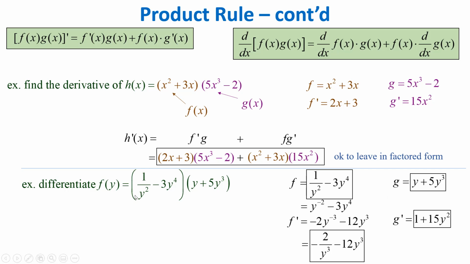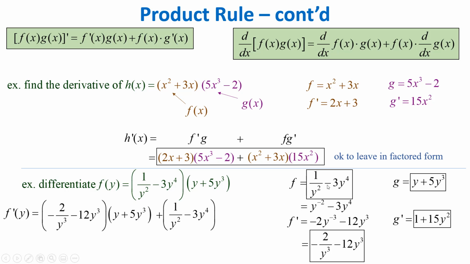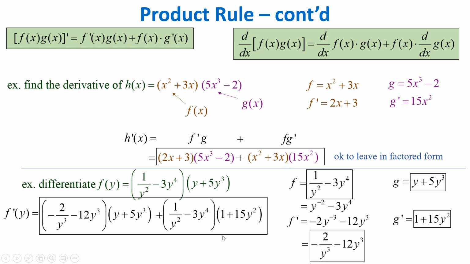Box those as well. Now f prime of y is equal to f prime, which is negative 2 over y cubed minus 12y cubed, times g, y plus 5y cubed, plus f, 1 over y squared minus 3y to the fourth, times g prime, 1 plus 15y squared. And again, just leave this as is in its factored form, all positive exponents. This is the answer.